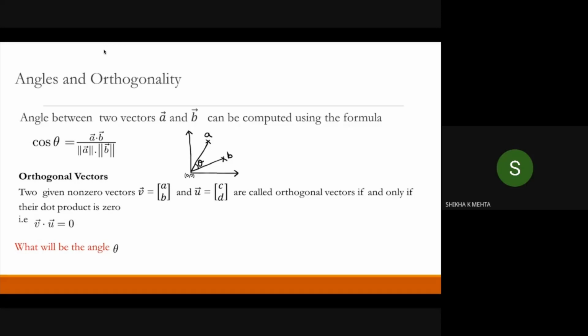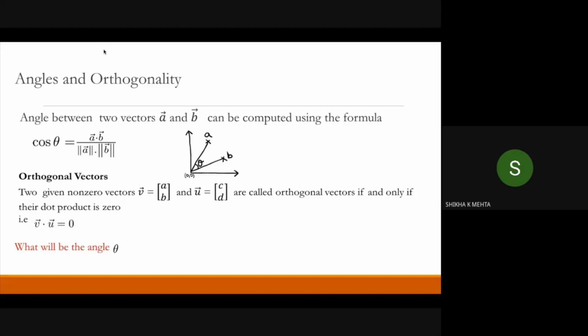machine learning. So here you see that we are computing the angle between two vectors, using the formula cos theta equals, as we discussed in the last class, a dot b divided by the product of the magnitudes of the two vectors. When we are given two non-zero vectors, like v equals (a, b) and u equals (c, d), what is the condition to say that these two vectors are orthogonal? The condition is that their dot product is 0.